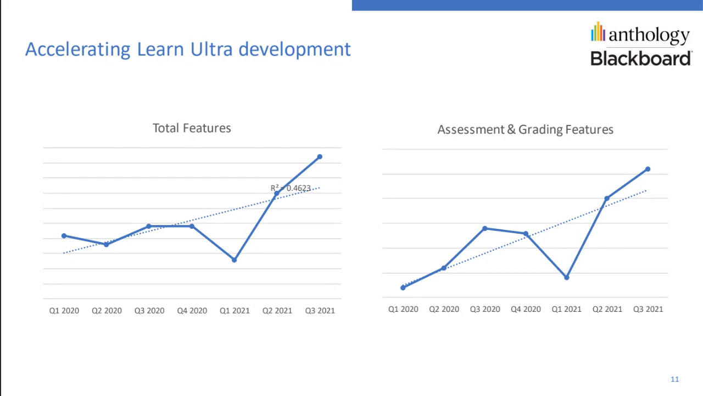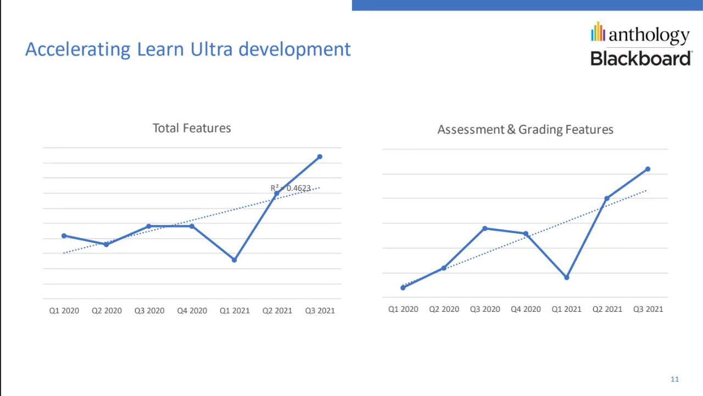Now, first thing you're going to notice, obviously, is that dip that we see there in the Q1 timeframe, as we sort of realign the roadmap to the Ultra vision and really started to grow the team, and then a significant increase in velocity since then, where we actually see a doubling of velocity compared to where we were at this time last year.